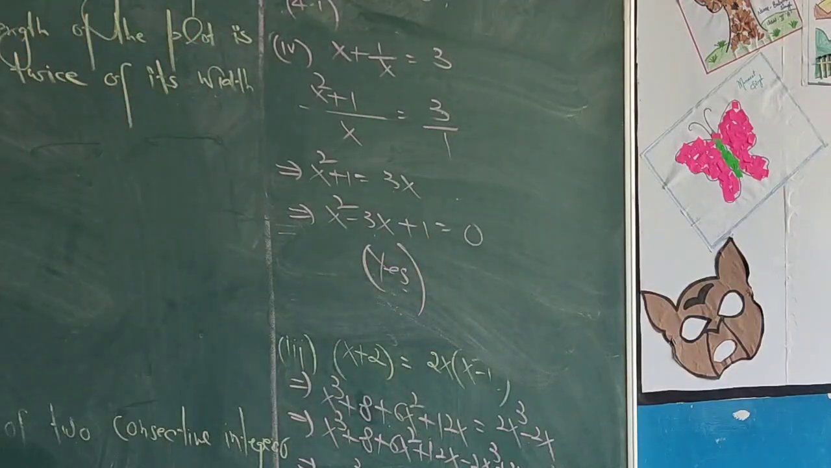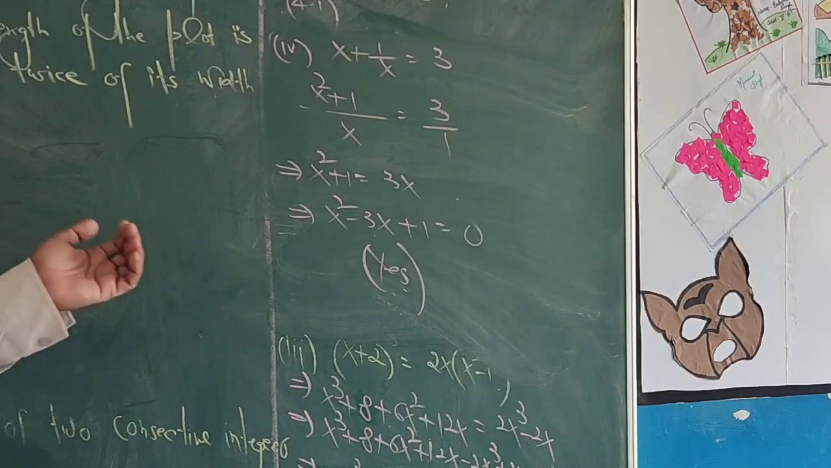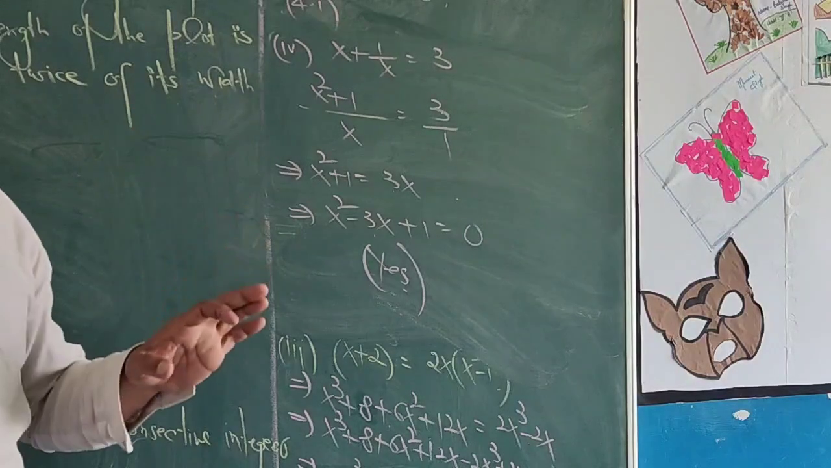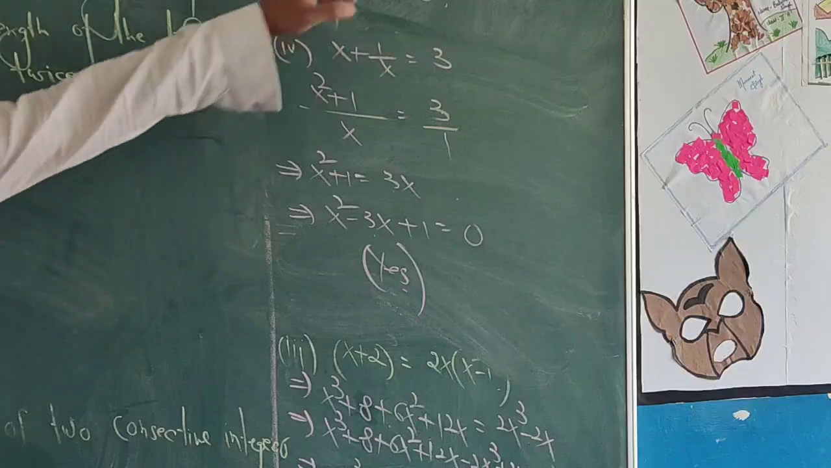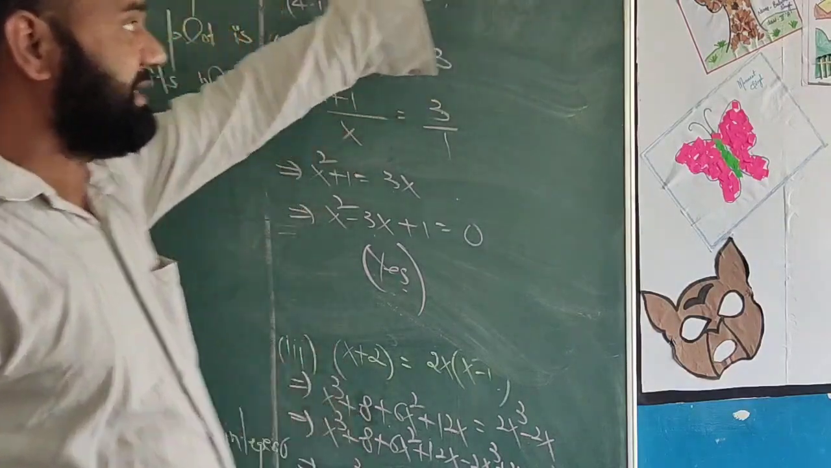Now it is clear to all of you which equations are quadratic and which are not quadratic. The idea is to solve and convert into the standard form ax square plus bx plus c equal to 0.